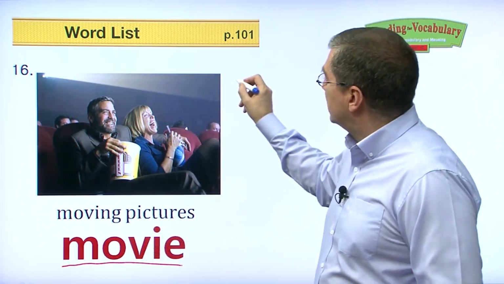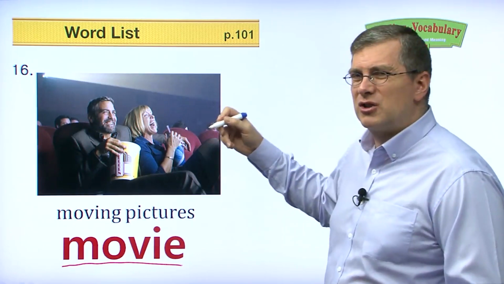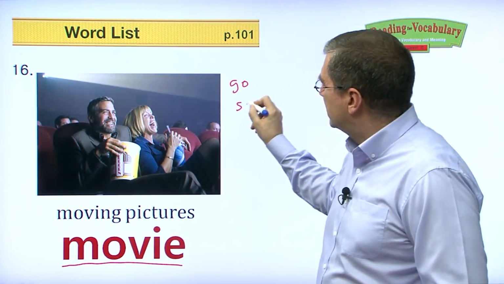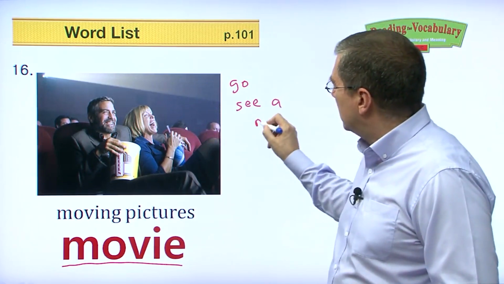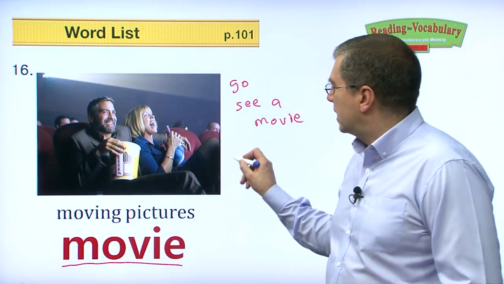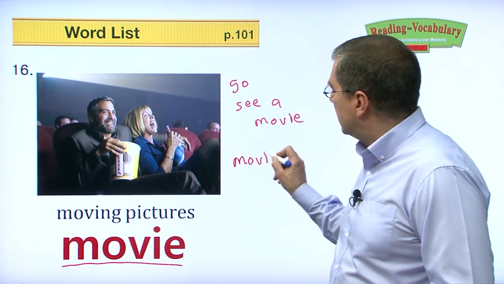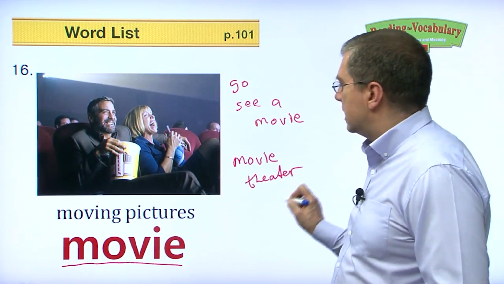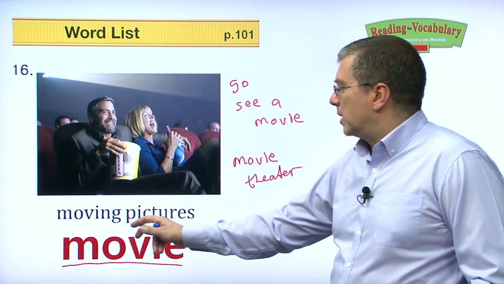So let's go see a movie. There's many expressions we can use with movie. Let's go see a movie. Go see a movie. Let's go see a movie, okay? Also we say movie theater. Movie theater. Okay, a movie theater. And that's where we see moving pictures.